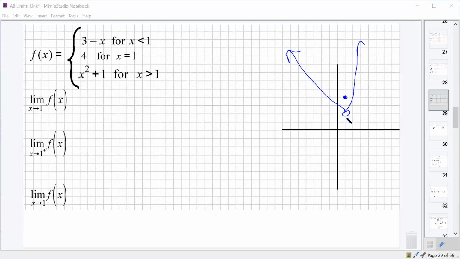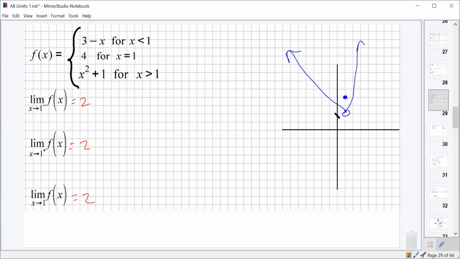And we should have noted then that just doing this, looking at the graph, as we approach 1 from the left, what does it look like we're going towards? 2. And what about as we approach 1 from the right? Looks like we're going towards 2. 2, which means the two-sided limit should be 2. And remember, we're not concerned about what happens at x equals 1, which is it equals 4. We're only concerned about what happens as we approach x equals 1. Everybody good there?